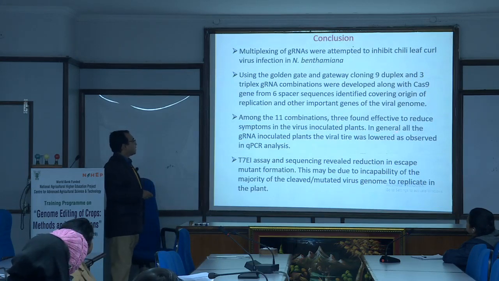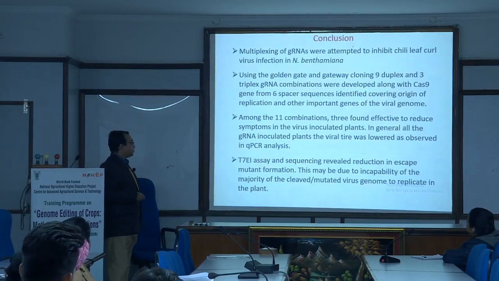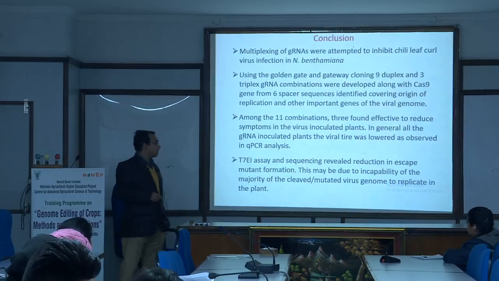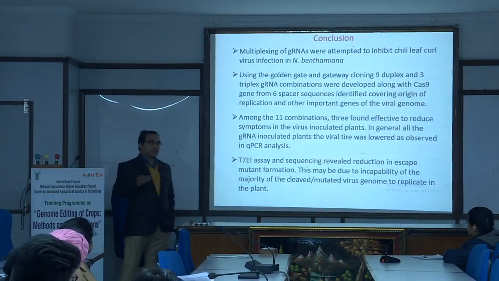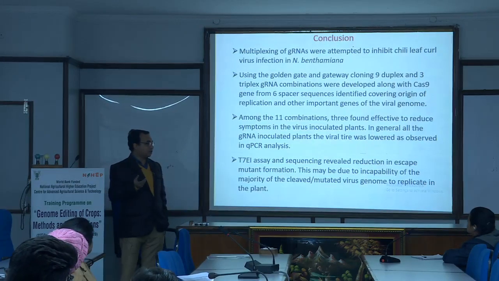In general, in all the gRNA inoculated plants, the viral titer was lowered as observed in qPCR analysis, and T7E1 assay and sequencing revealed the reduction of escape mutant formation. That may be due to the virus, after cutting, not being able to religate and form a significant virus molecule.